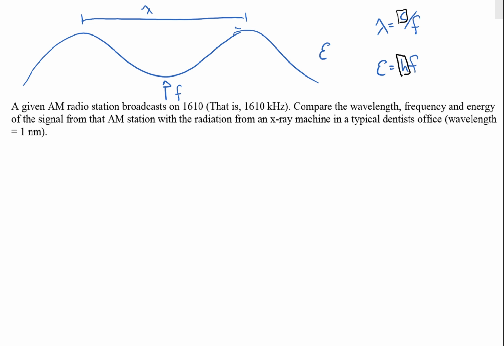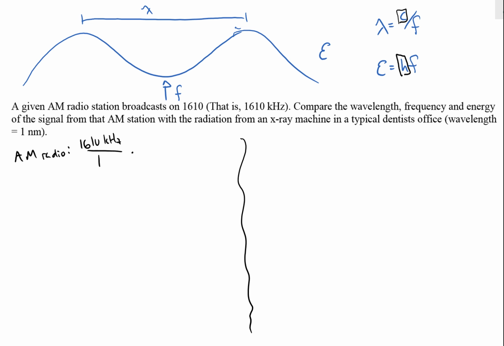Now let's consider the problem down below. It says a given AM radio station broadcasts on 1610, that is 1610 kilohertz. Compare the wavelength, frequency, and energy of the signal from that AM station with the radiation from an X-ray machine in a typical dentist's office, which has a wavelength of 1 nanometer. So let's draw a line down the middle since we're going to be doing two different sets of calculations. For our AM radio station, we know that the frequency is 1610 kilohertz.